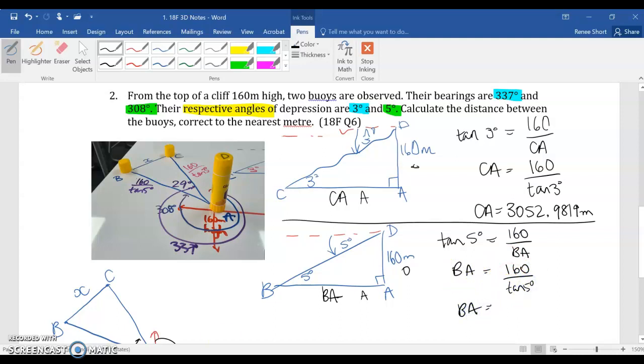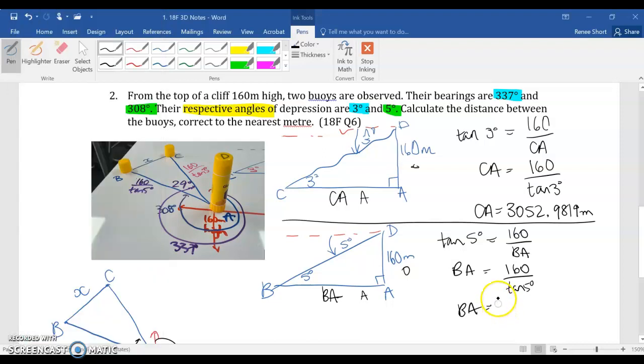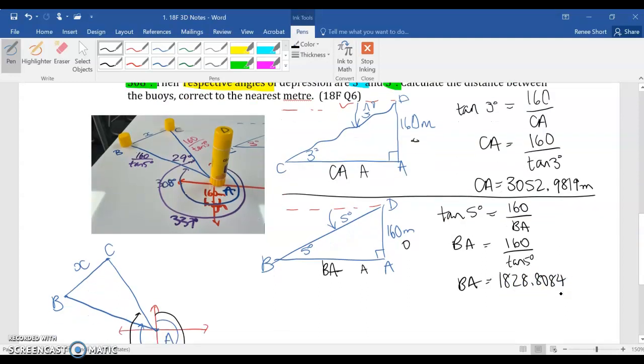And again, let's chuck that in my calculator for me. 160 over tan 5. And that's 1828.8084.